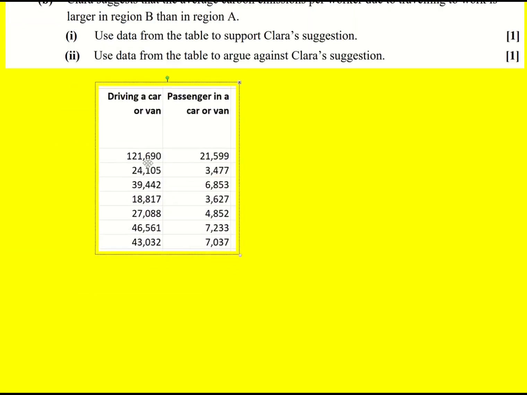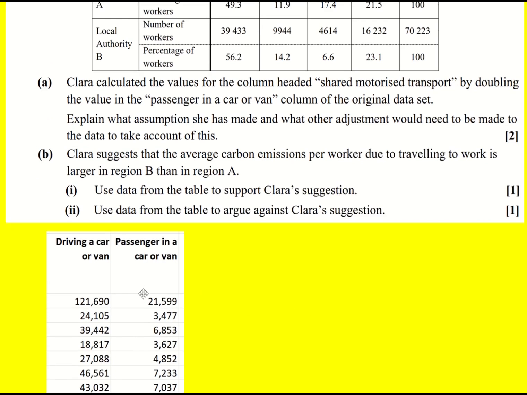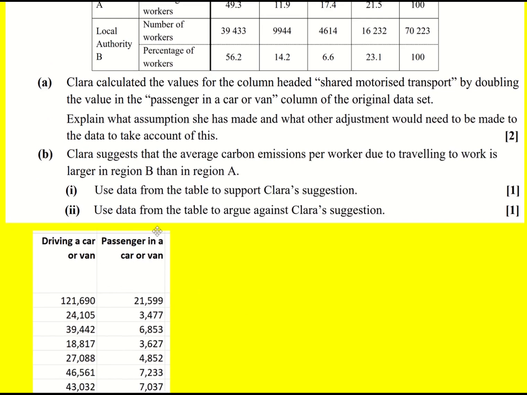And it looks like this. This is for different local authorities. I mean, there's lots of information. You've got local authority here, lots of information on traveling. And these are two columns we have. So driving a car or van and passenger in a car or van. And basically what Clara has done is that she has assumed that there's going to be two people per vehicle. So if we've got a passenger in a car or van, there's going to be one other person driving, and so that's why we double the value.